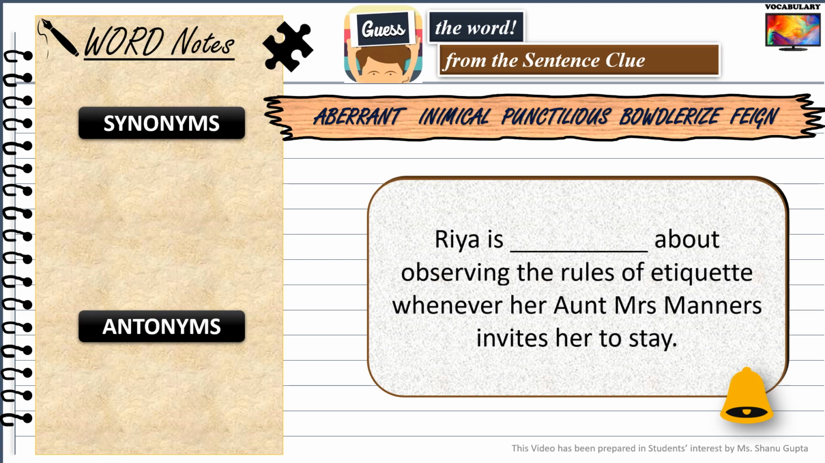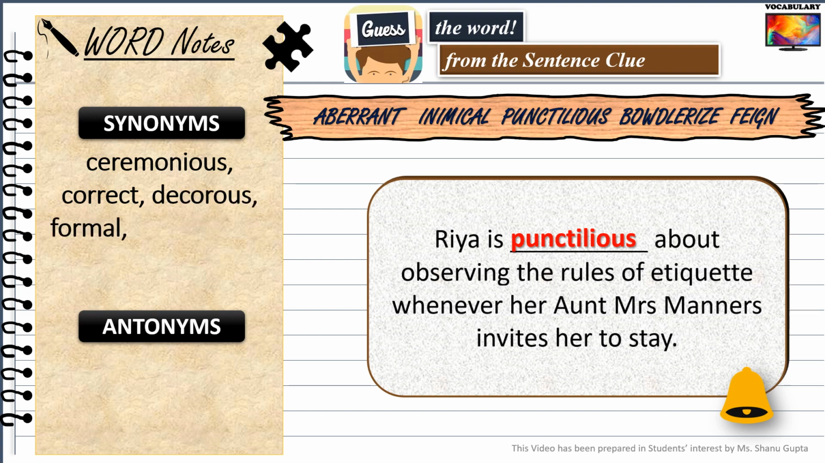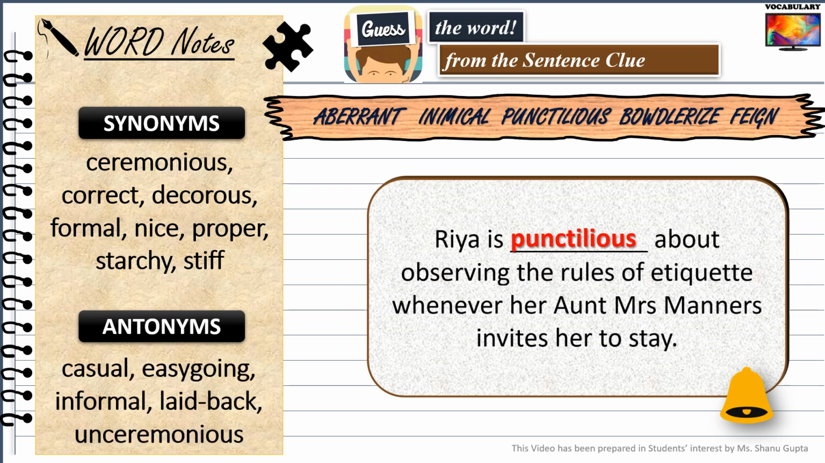Ria is dash about observing the rules of etiquette whenever her aunt, Mrs. Manners, invites her to stay. And the correct word that goes into this blank is punctilious. Synonyms of punctilious are ceremonious, correct, decorous, formal, nice, proper, starchy, and stiff, while antonyms are words such as casual, easygoing, informal, laid back, unceremonious.